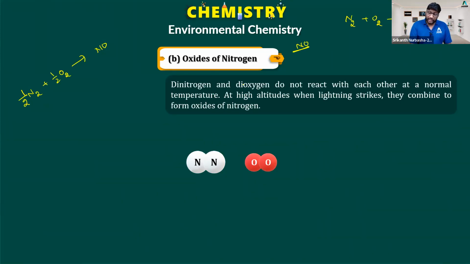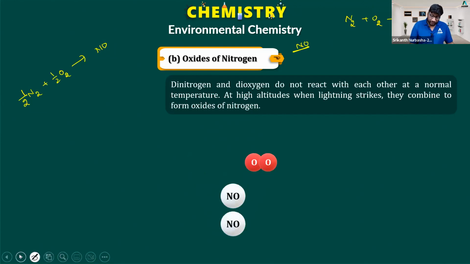So dinitrogen and dioxygen do not react with each other at normal temperature. Why? Because they are already quite stable. Why? Because of the triple bond and double bond. At high altitude, when lightning strikes, they combine to form oxides of nitrogen. So whenever lightning strikes, a very high temperature will be there. At that condition, N2 and O2 will be reacting with each other to form NO. That is how NO, an oxide of nitrogen, is formed.